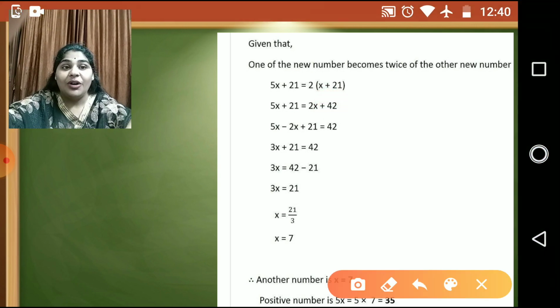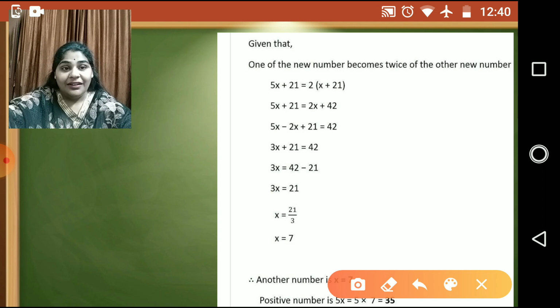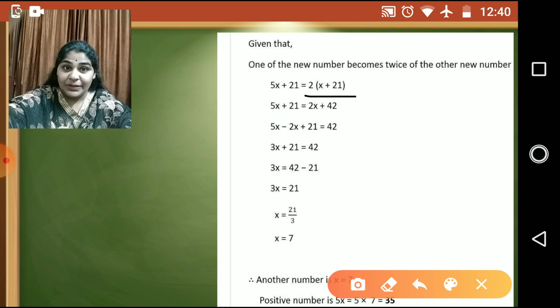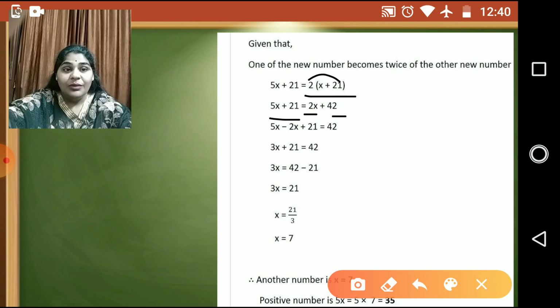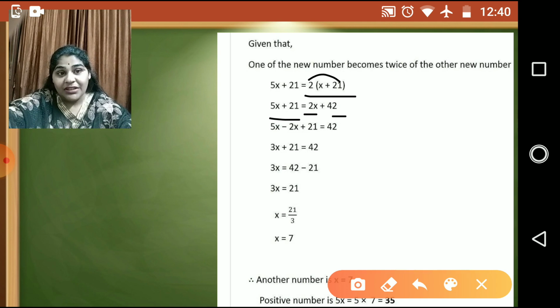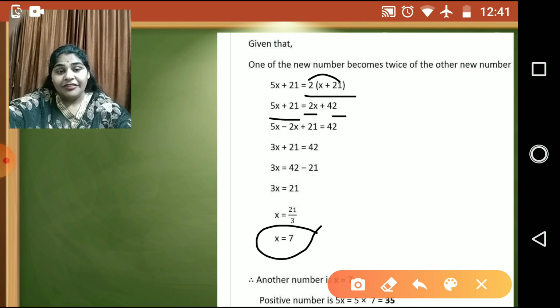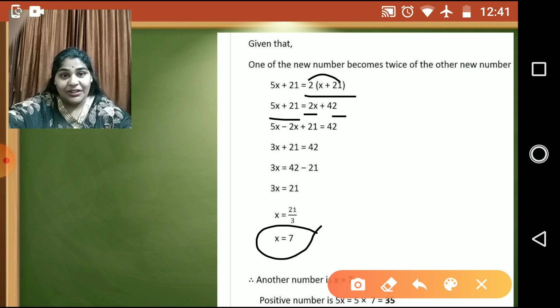Now once you have the equation, let us simplify first. We will multiply 2 by x plus 21 in the bracket. So 2 multiplied by x will be 2x, and 2 multiplied by 21 will be 42. On the left hand side, it is as it is, 5x plus 21. Later on we will transpose the constants to one side and variables to the other side, and when we simplify it we get our solution, that is x is equal to 7.